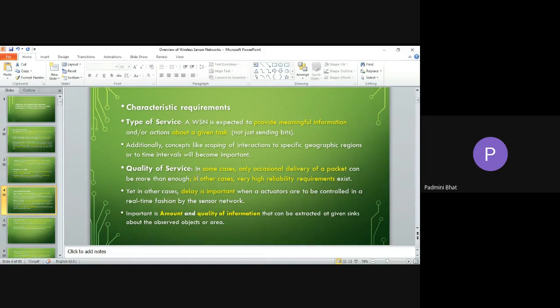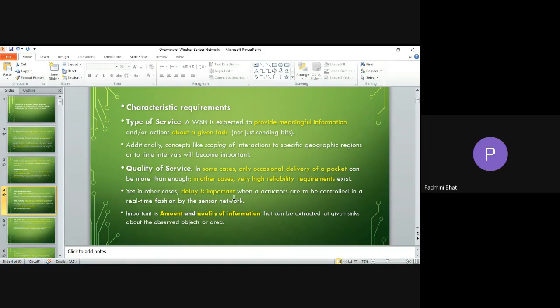Then quality of service, that is also important. In some cases only occasional delivery of packets can be more than enough. In other cases, very high reliability, so that means a continuous delivery of the data is required. So depending on the application, it has to be configured.